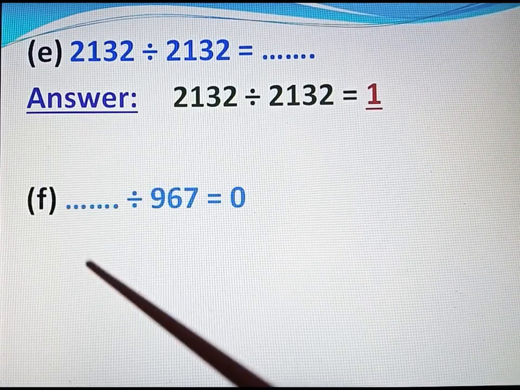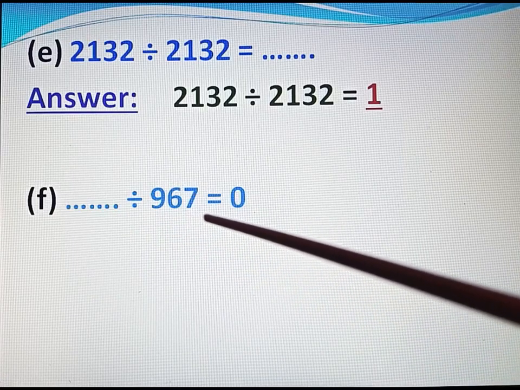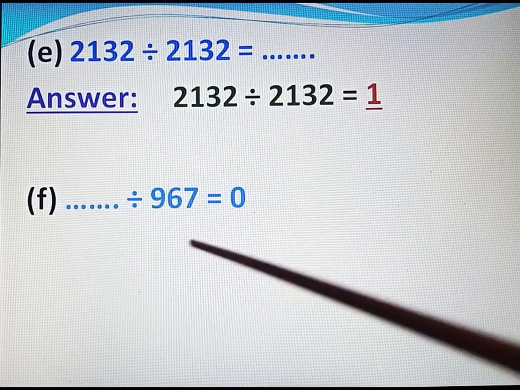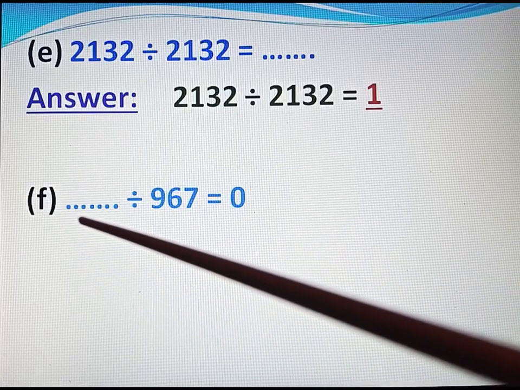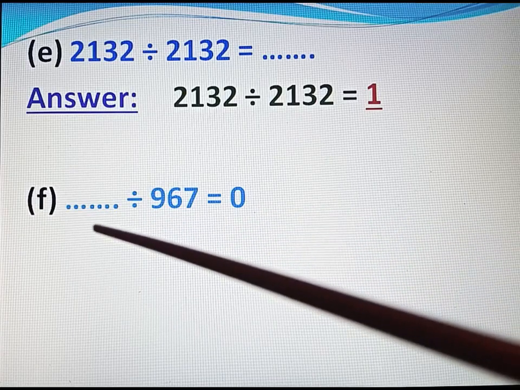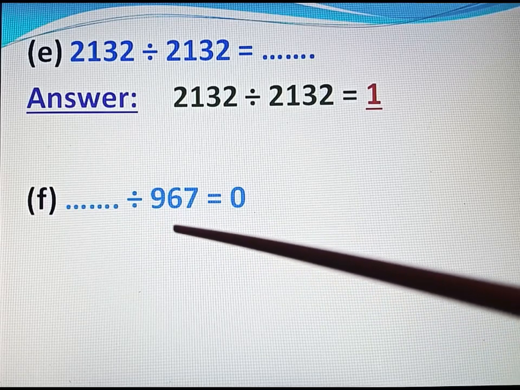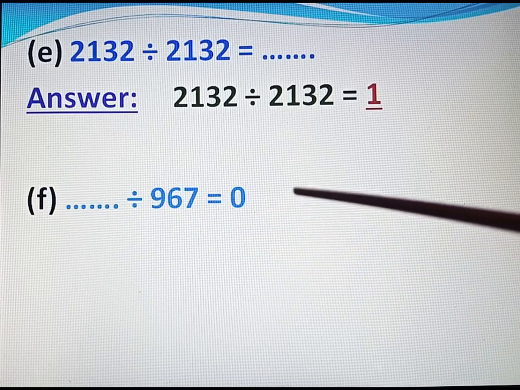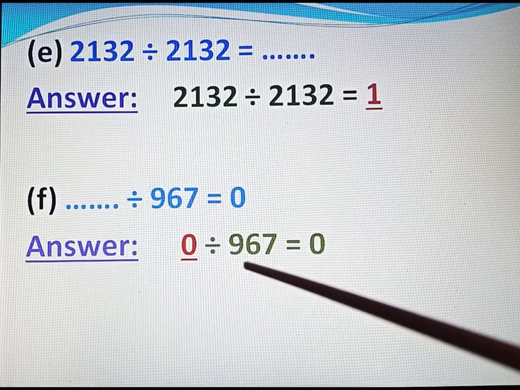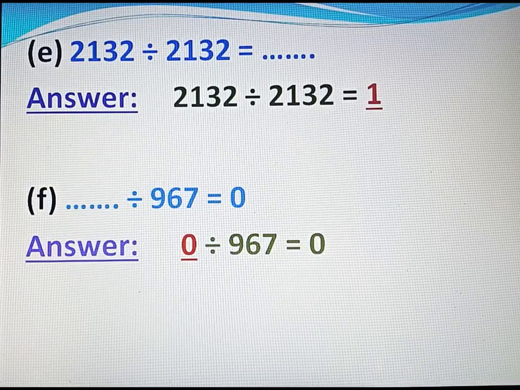F part: dash divide 967 equal 0. See, as we have learned in property that if we divide 0 by any number, the quotient is 0. So here we will divide 0 by 967, only then the quotient is 0. Answer: 0 divide 967 equal 0. So 0 is the answer.